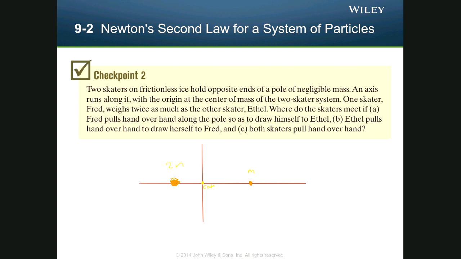Remember, if one is moving and the other is not moving, then yes, you're changing the center of mass, but you have some force holding the other one back. But if it's frictionless, they both move. As one pulls, the other one starts moving. It does not say one is stationary and the other one moves. That's important to know. All right, so let's move forward.